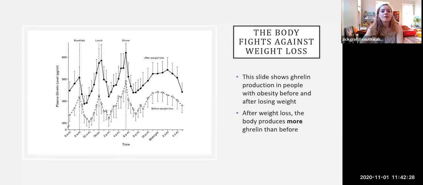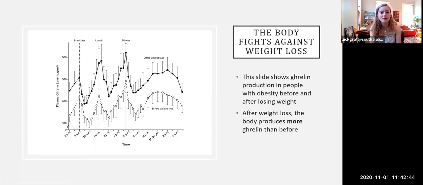So what this slide is showing is ghrelin production before, in the open circles, and after people with obesity went through a weight loss program and lost about 20 to 30% of their initial body weight.